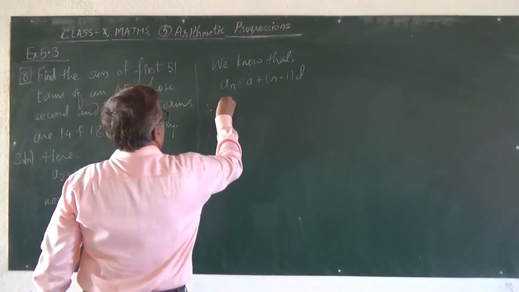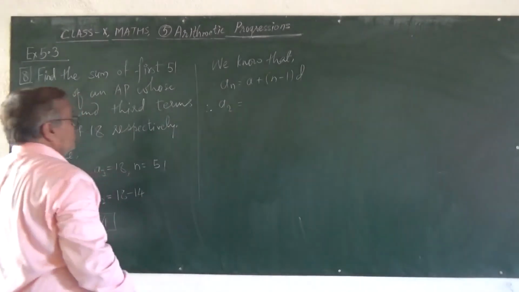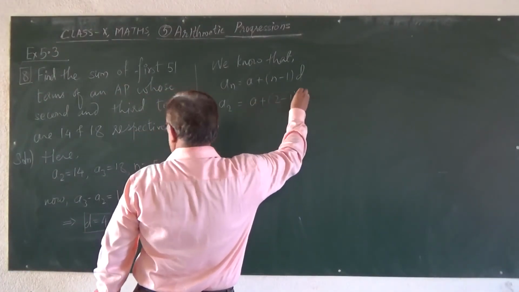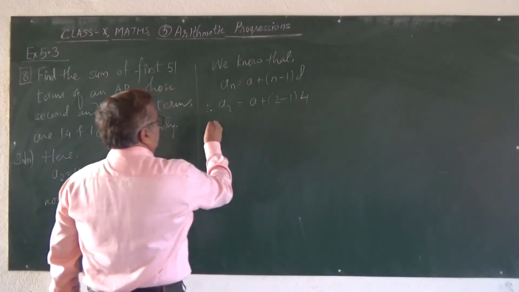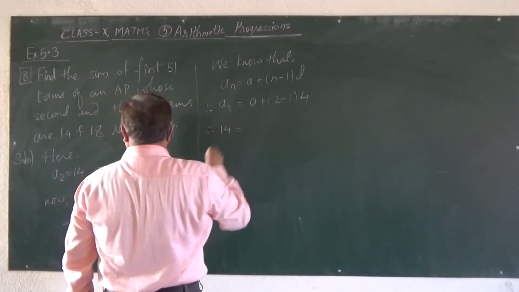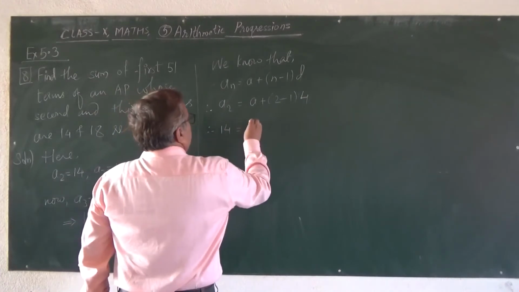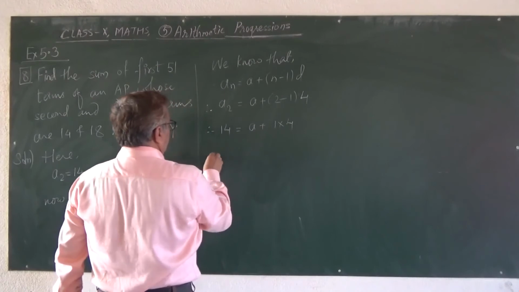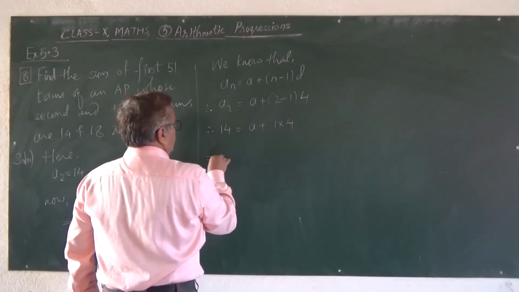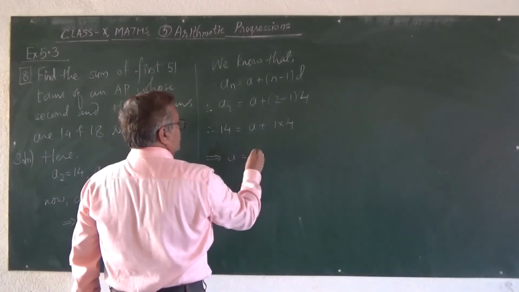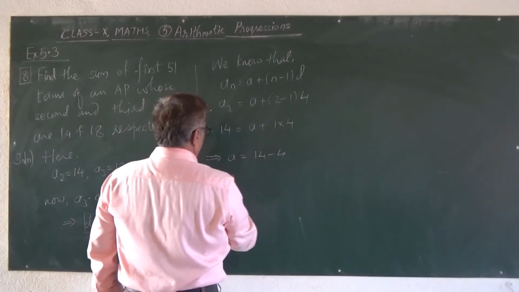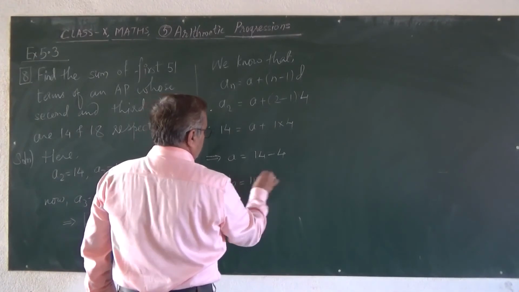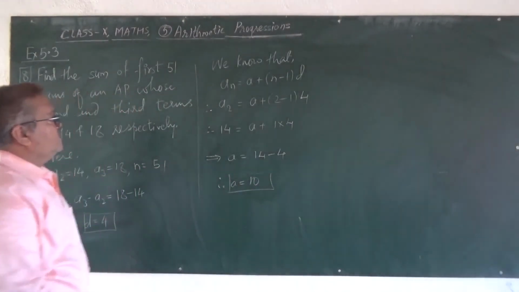So we know the value of the second term. A2 is 14, so a plus (2 minus 1) into d, and d is 4. So what is the value of the second term? 14. (2 minus 1) is 1, into 4. So what does it imply? Take 4 this side: 14 minus 4. Therefore a is 10. So you got 10. Now you know the first term.